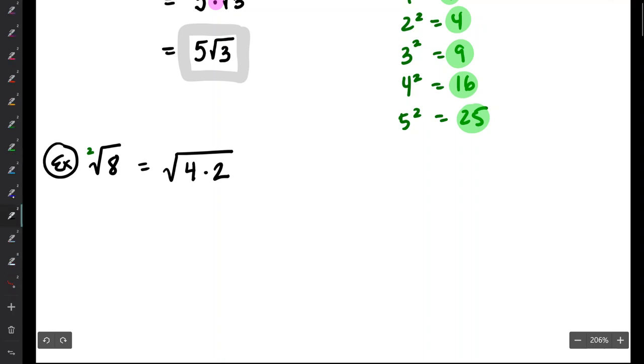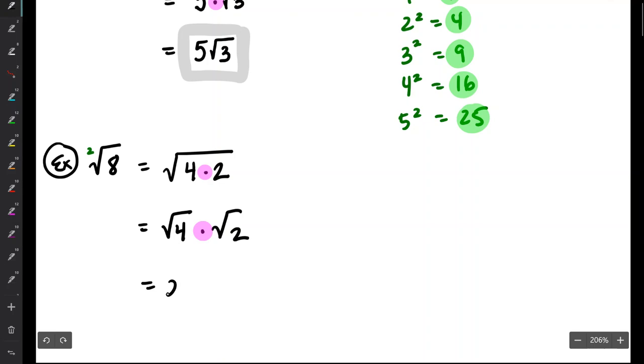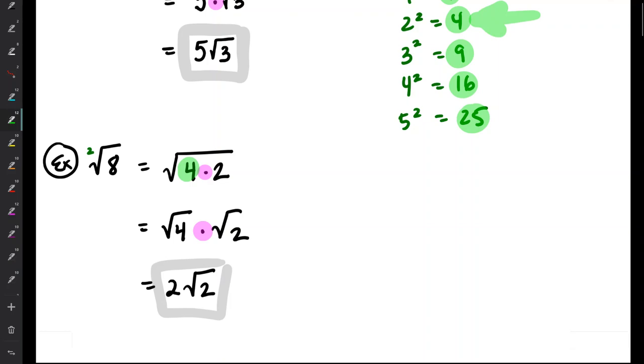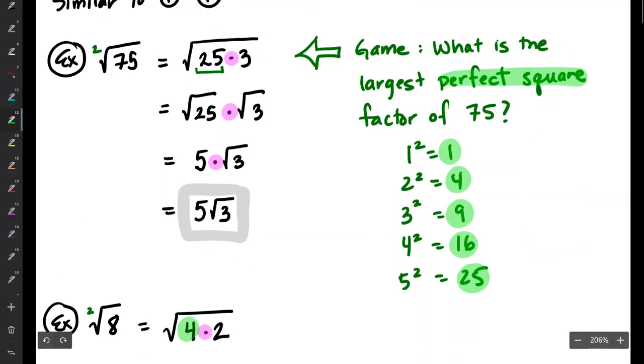And now use my product property of multiplication. This is the square root of 4 times the square root of 2. And we can simplify the square root of 4, it's 2, and 2 times the square root of 2 is just 2 root 2. You don't have to write the multiplication. So 4 was that perfect square factor that divided in evenly to 8. In the problem that we did before, 25 was that perfect square factor that went into 75.